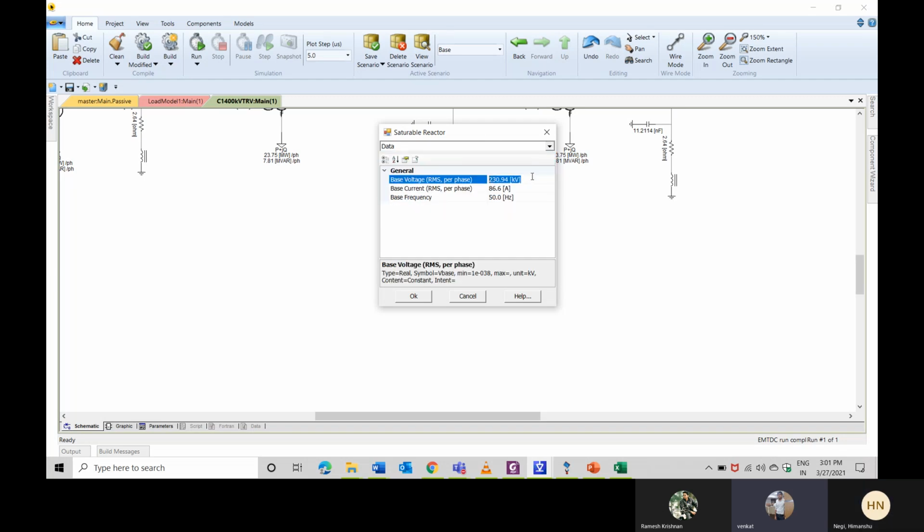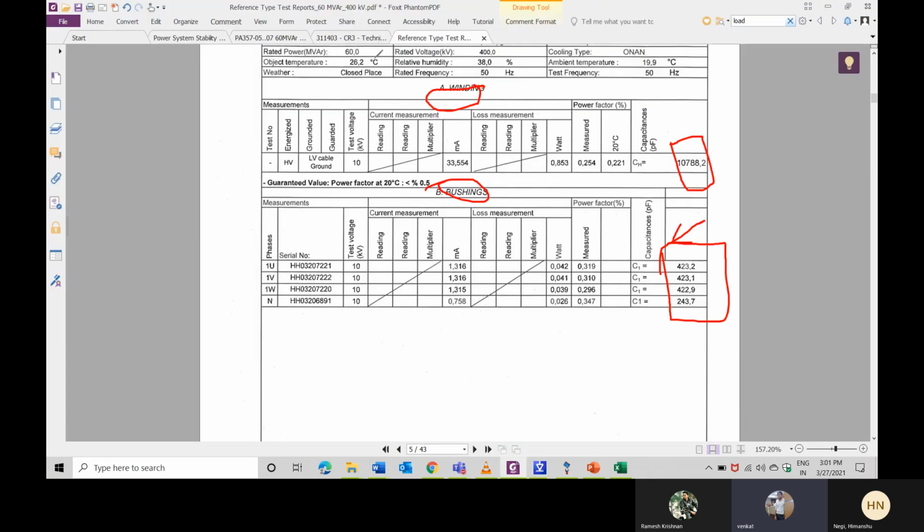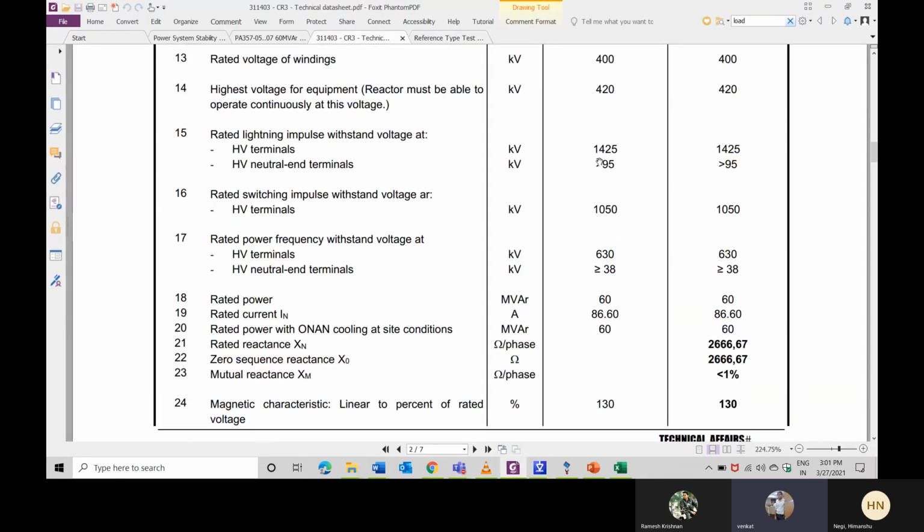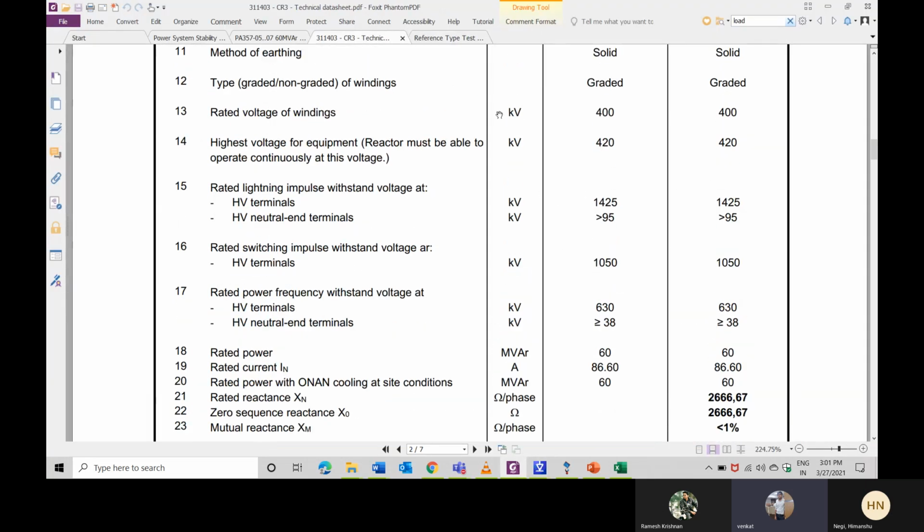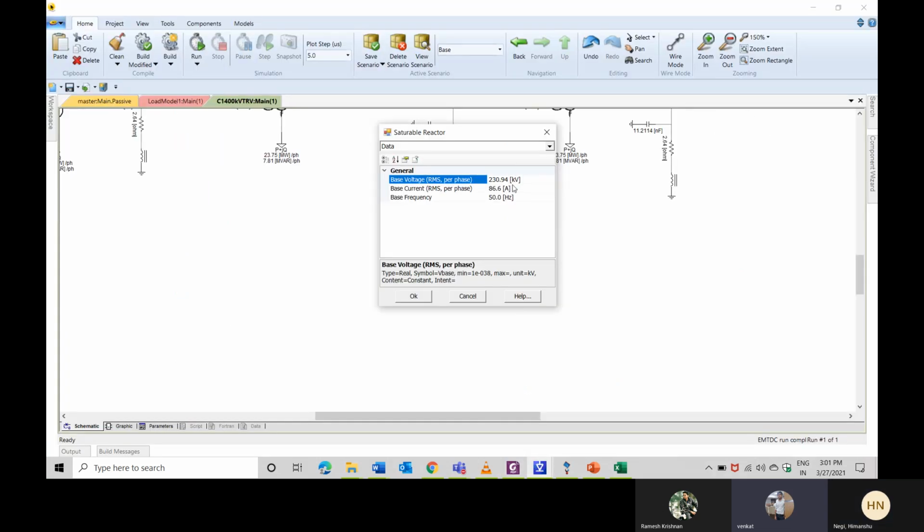Now we have to put the kV voltage. What is the voltage of this particular reactor? What is the base voltage per phase we have to enter? Where can we get this value? We can get this value from the technical data sheet. They might have provided the value as the rated voltage of the winding. Here you can see the rated voltage of this winding. If we divide it by root 3, we have to put that value here.